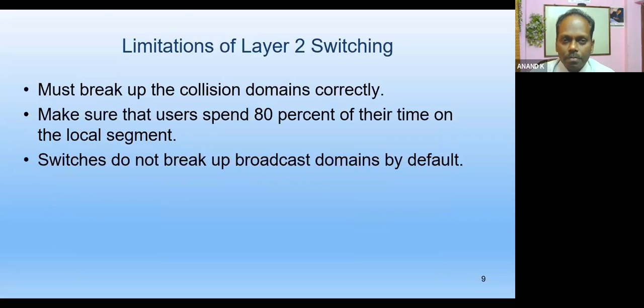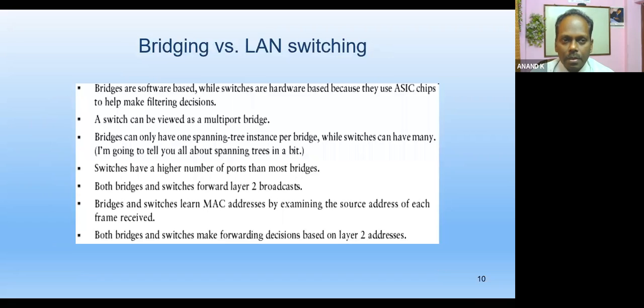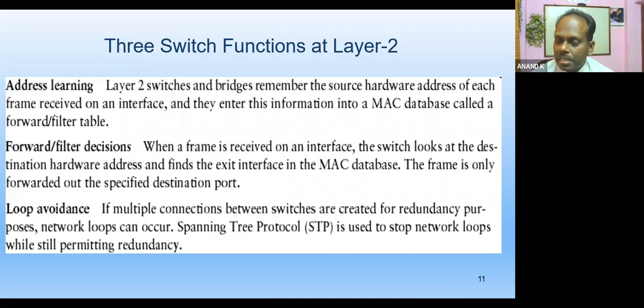It cannot distinguish networks. It doesn't have any records of the IP address. First of all, all the systems we connect to a switch. Then what is the speciality of the switch? These are the three functions. Please note down or take a screenshot or whatever it is. This is very, very important.